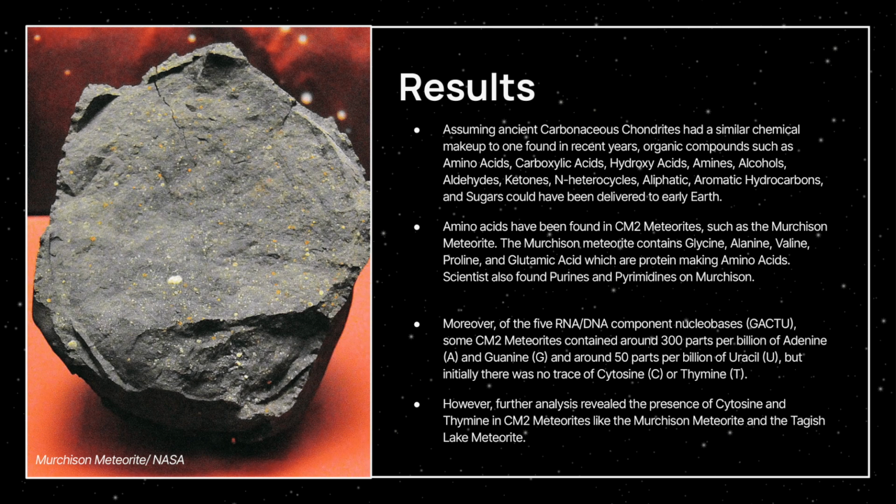We determined our best approach would be to study the compounds found in carbonaceous chondrites, assuming ancient carbonaceous chondrites had a similar chemical makeup to the meteorites found in recent years, meaning organic compounds such as amino acids, alcohols, and sugars could have been delivered to early Earth. Specifically, amino acids and nucleobases have been found in CM2 meteorites such as the Murchison meteorite. The Murchison meteorite contains glycine, alanine, valine, proline, and glutamic acid, which are all protein-making amino acids. Scientists also found purines and pyrimidines on Murchison.